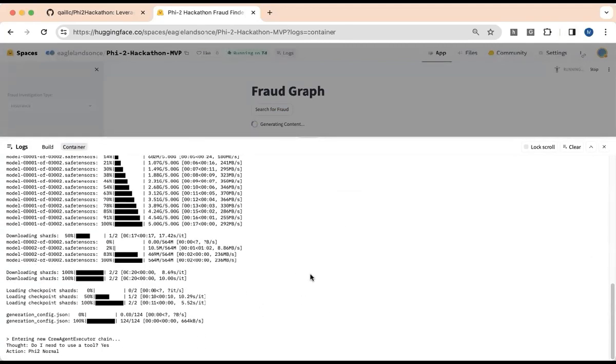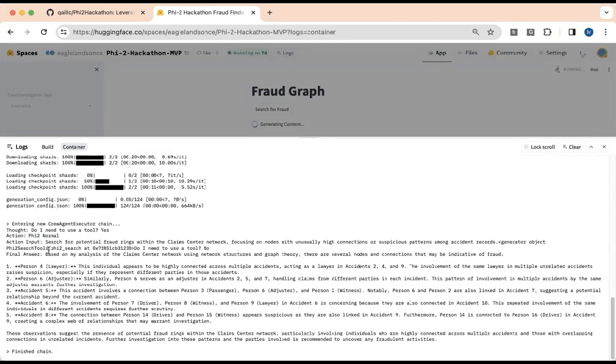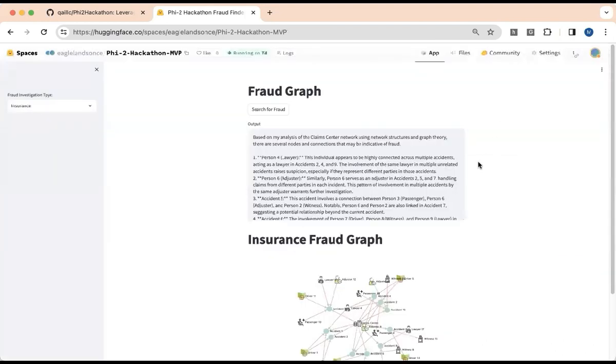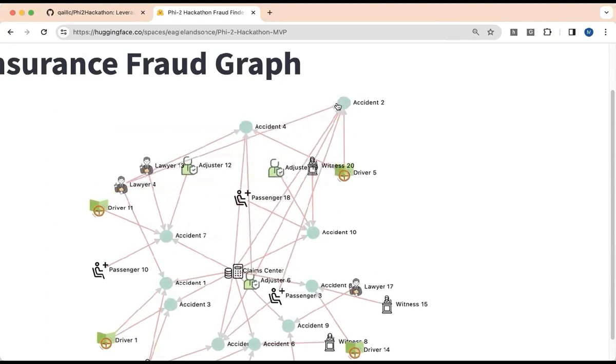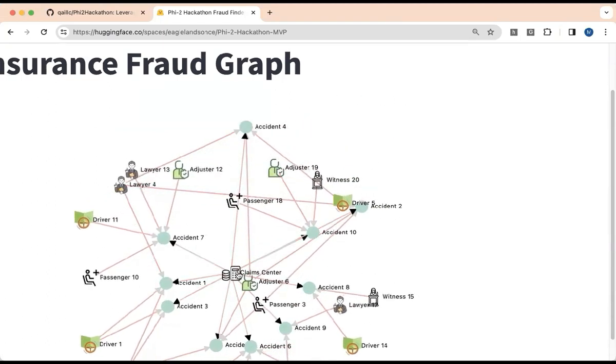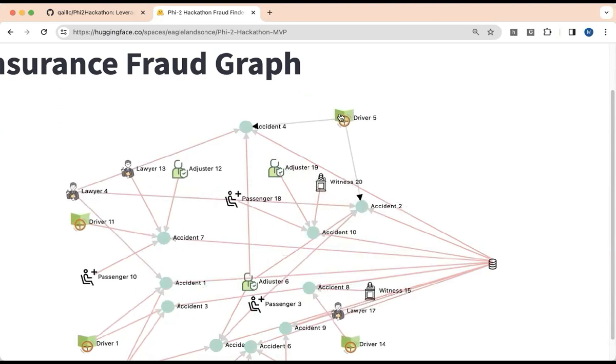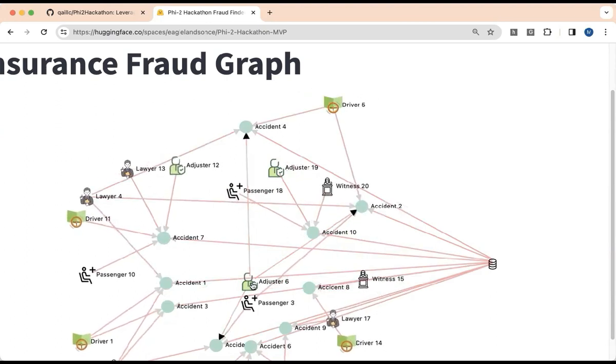Our agent, Sam, jumps into action, and you can see it immediately starts using Phi-2 to analyze our nodes. In a bit, Sam comes up with a solution, and it turns out that we have a problem. Person 4, our lawyer, seems to be a bad actor. Going back to our graph and pulling out person 4, you can see him and various other players or actors are connected to the same accidents, indicating there's a fraud ring.